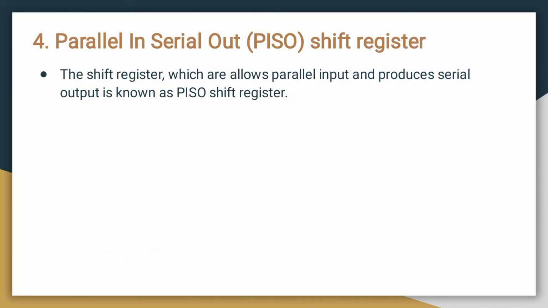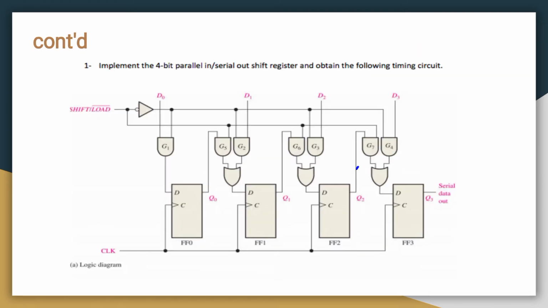So next one is the parallel in serial out. Here we are going to give the input in a parallel manner and produce the output in a serial one. So it is called the parallel in serial out shift register. So let's see the block diagram. This is the block diagram of PISO.